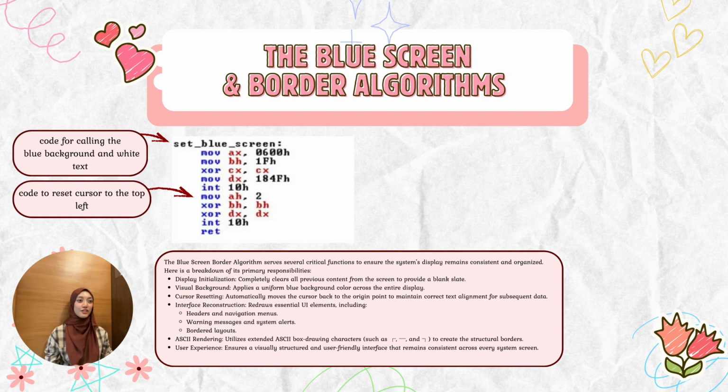Moving on to the visual foundation of our system, the blue screen and the border algorithm. On the left, you will see the set blue screen routine. This is low-level assembly using BIOS interrupt 10H. The first block clears the display. The value 1F is key.